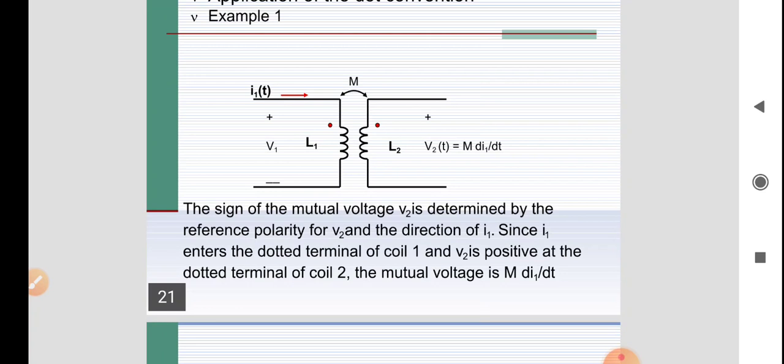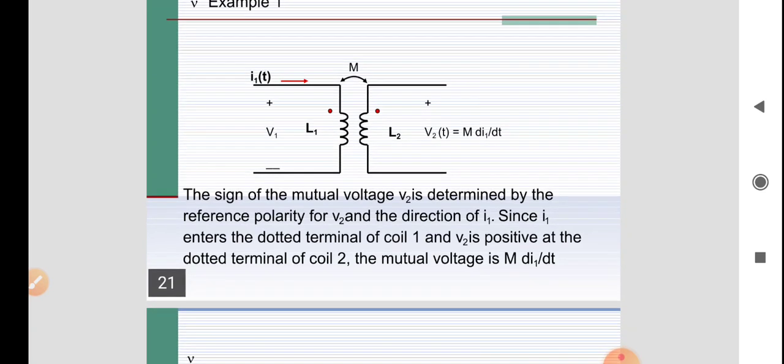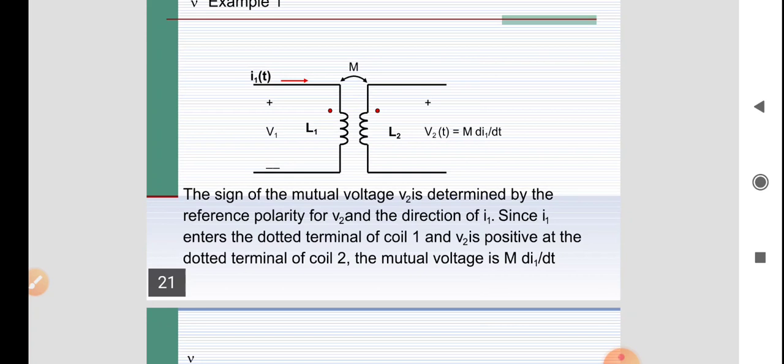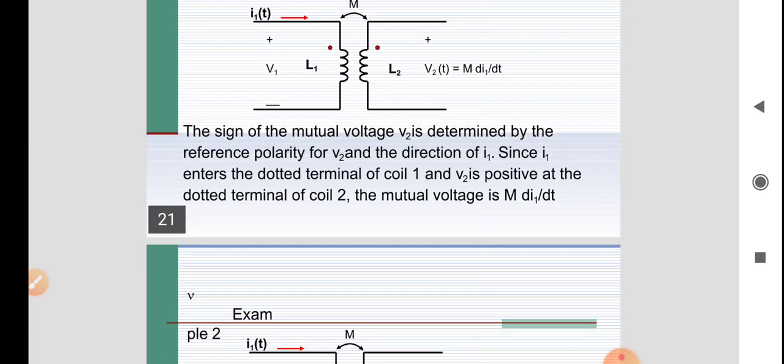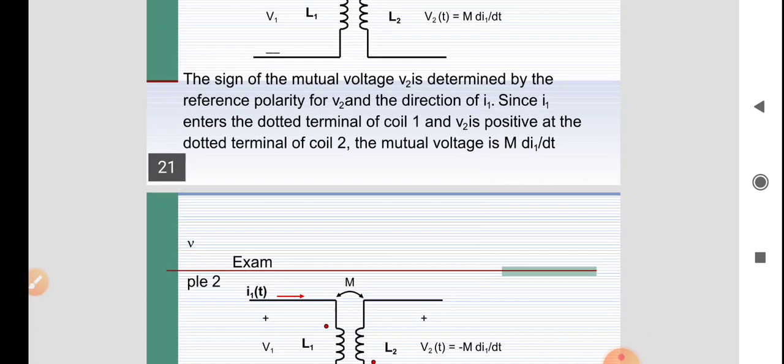The mutually induced voltage here is positive, that is V2 is equal to M di1 by dt. As already discussed, in the mutual inductance we need to represent the opposite current. So here for the second side, the opposite current is nothing but the I1 current. As both currents are flowing from dot to coil, that is in the same direction, the mutual inductance is positive, which is nothing but plus M.